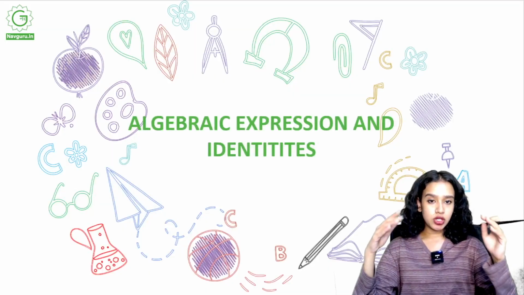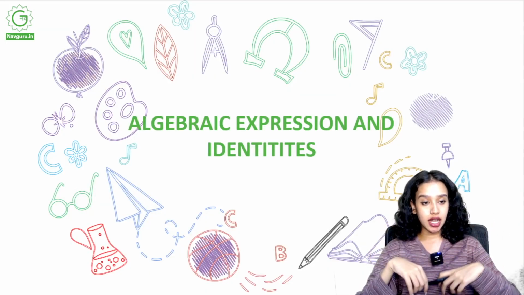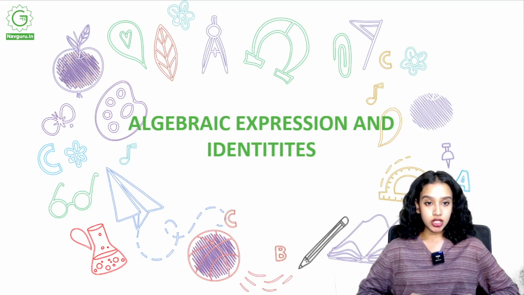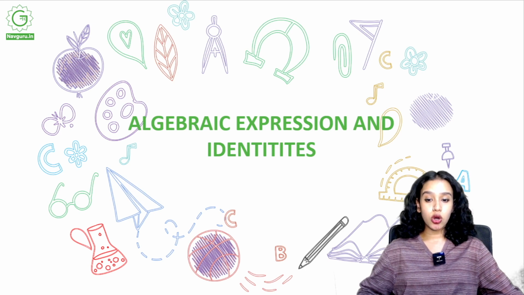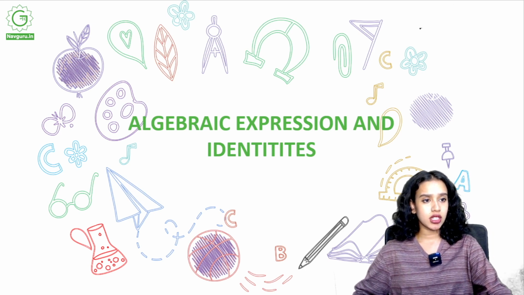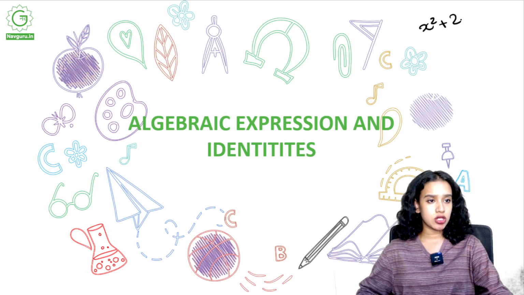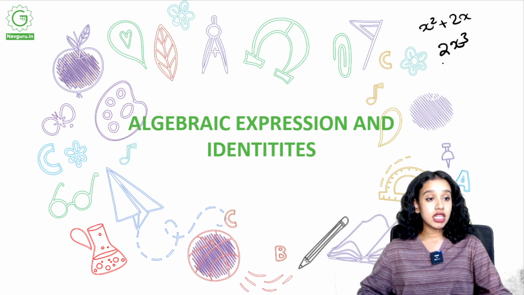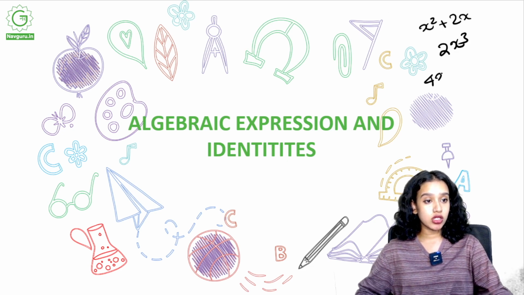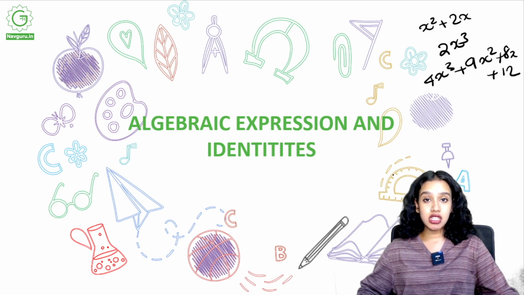Let's start with a new chapter, which is algebraic expressions and identities. So what are algebraic expressions and what are identities? We've seen a lot of equations and different forms of equations, like x square plus 2x. We could see an equation like 2x cube. All these are equations. I could write 4x cube plus 9x square plus 8x plus 12. Again, this is an equation, right?